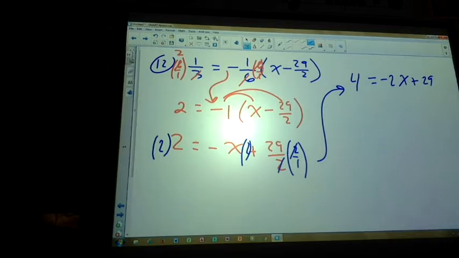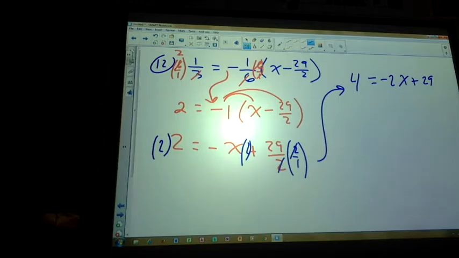So I multiplied all 3 terms, so 2, negative x, and 29 halves, by 2. So that clears the denominator, so 2 times 2 is 4. 2 times negative x is negative 2x. And 29 over 2 times 2, the 2's cancel, so I get 29. What do you think? -29.